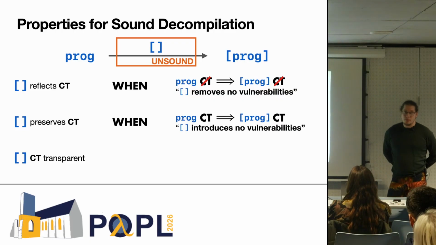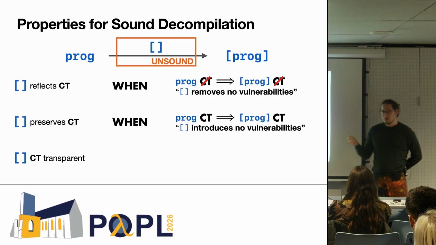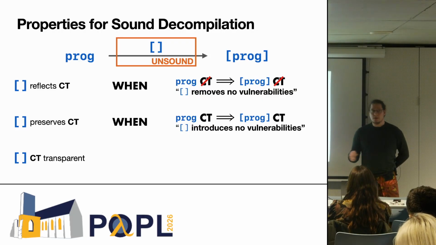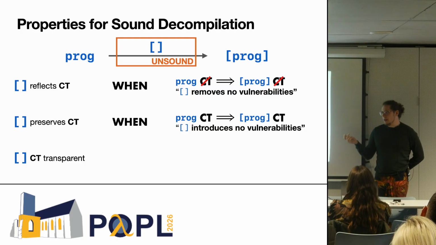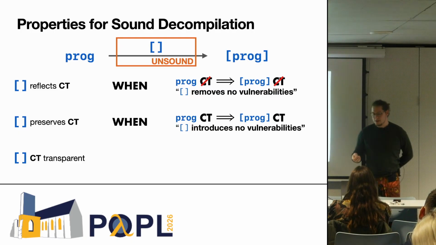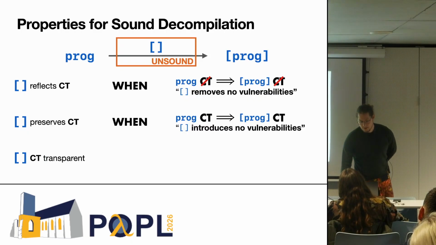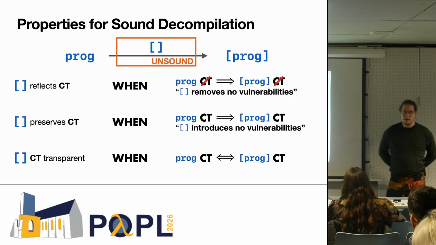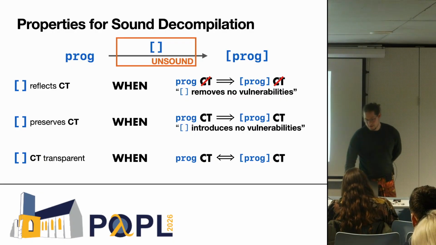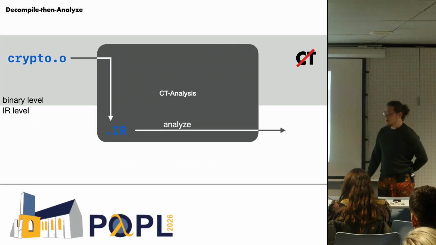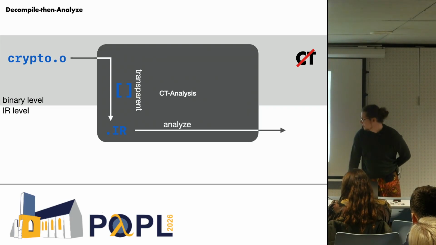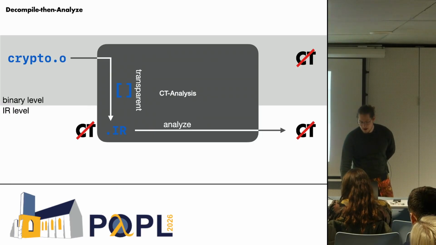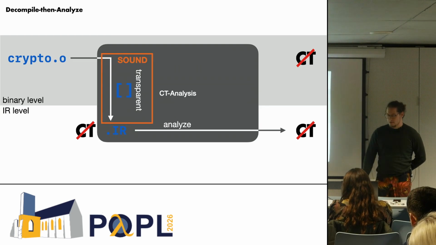Preservation is probably already a little bit known to some people here. It's just the opposite. It says if your input program is constant time and I transform it, then the result is constant time. When you think of a compiler and you have a source level program that is already secure, this is the property you would want. And then transparency just combines both and says if and only if, right? So we neither remove nor introduce vulnerabilities. And with that, we can go to this picture. What we want at this point is to use a transparent transformation, because then we will get a non-constant time program that we actually can analyze. And that part here is sound.